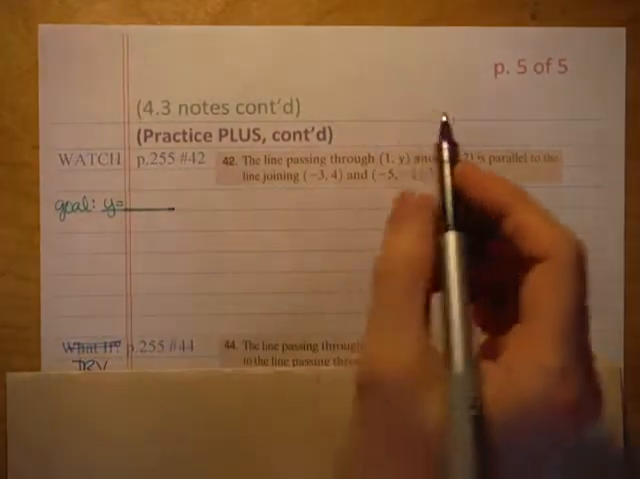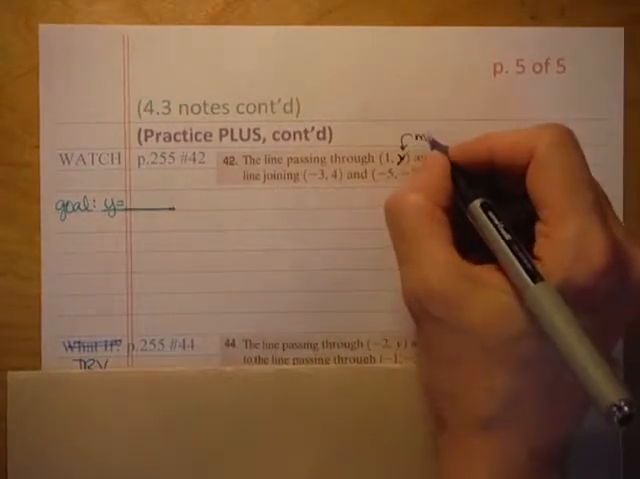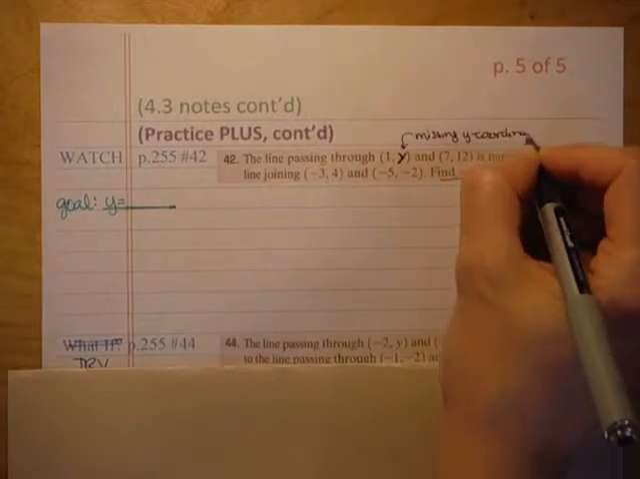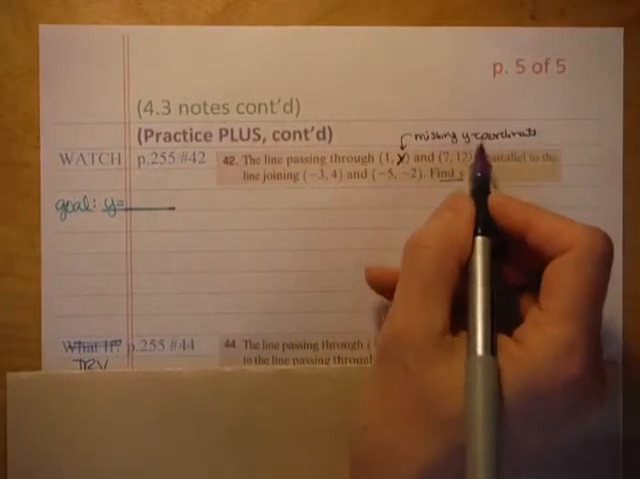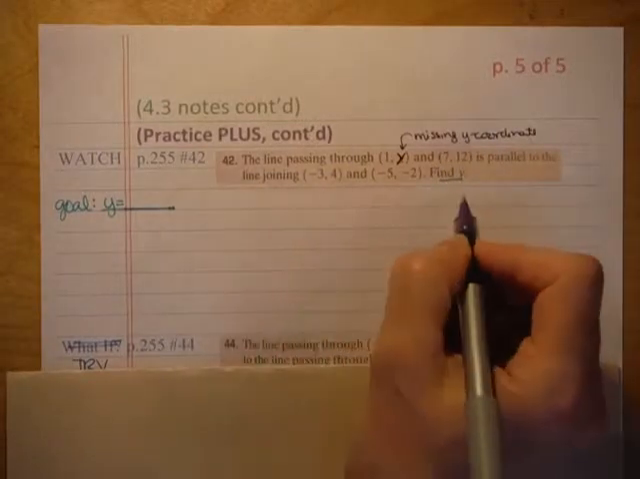Well, where did y show up? It showed up in a place I was not expecting it to show up. I'm missing a y coordinate here. That's what I notice I'm being given here. I'm being given a point that doesn't have both coordinates. Okay, that's kind of new. So let's see what else they give me here.